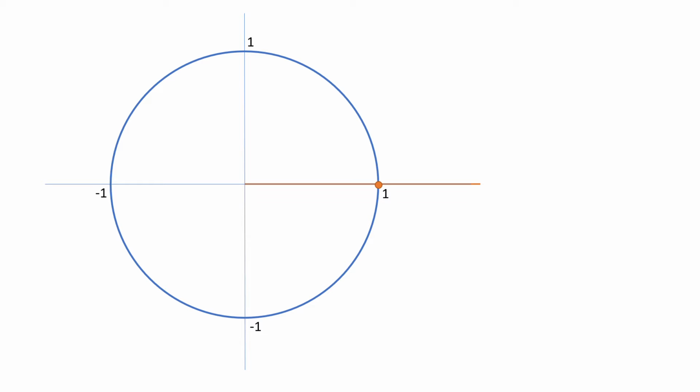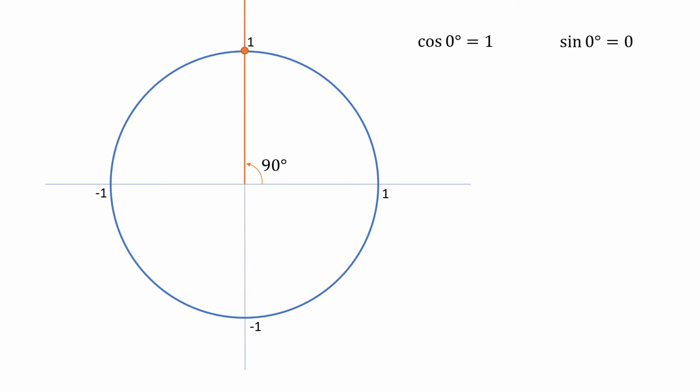The angle intersects the unit circle at this point, which has coordinate 1, 0: 1 horizontal, 0 vertical. And if you remember, horizontal coordinate will indicate cosine, and vertical coordinate will indicate sine. So, and this is what you see. Cosine of 0 degrees is 1, sine of 0 degrees is 0.